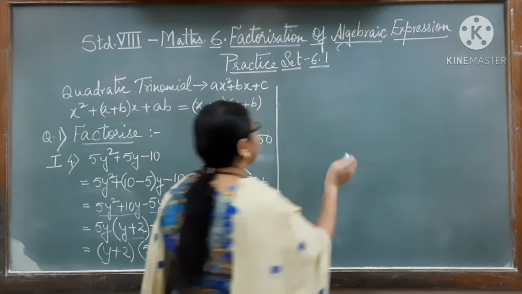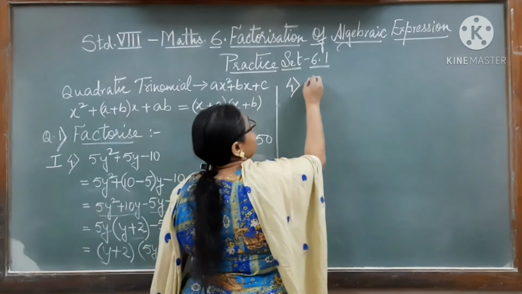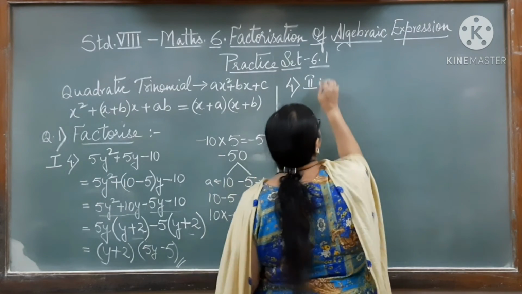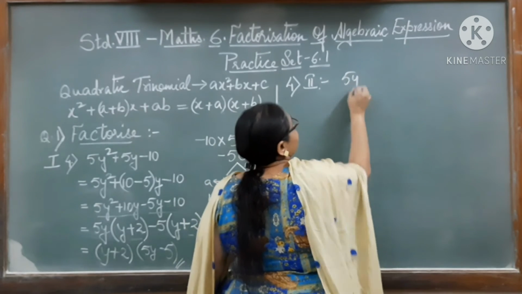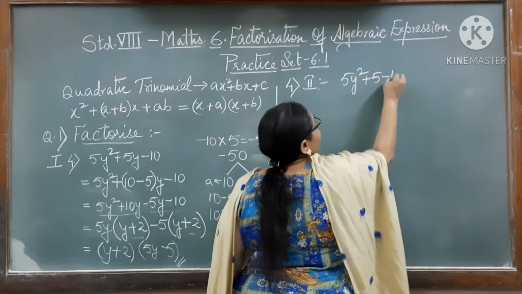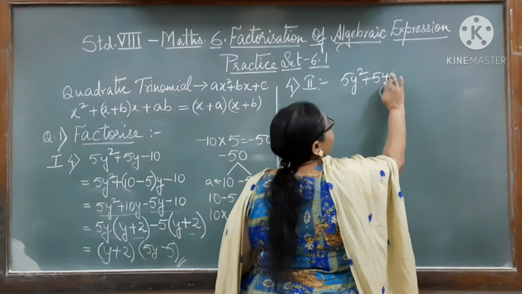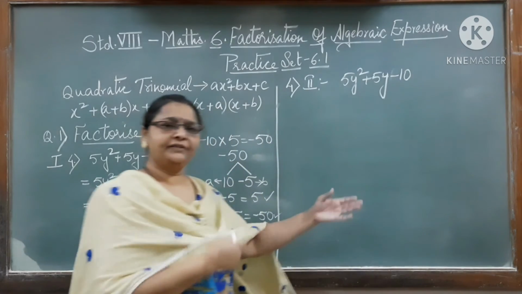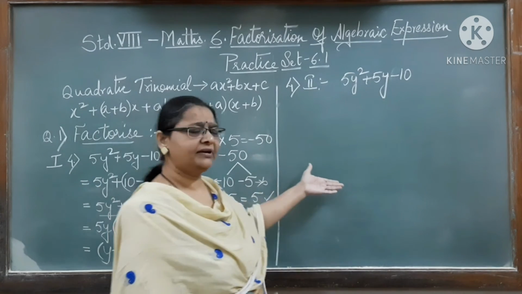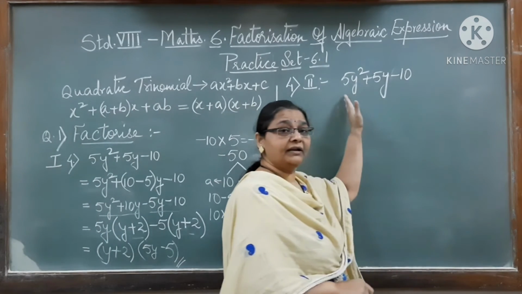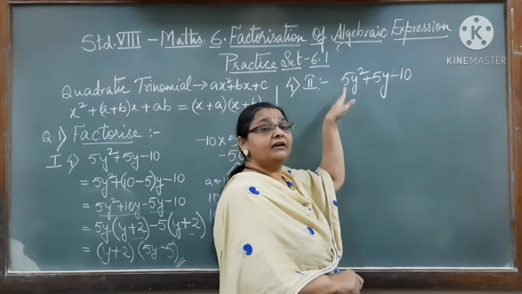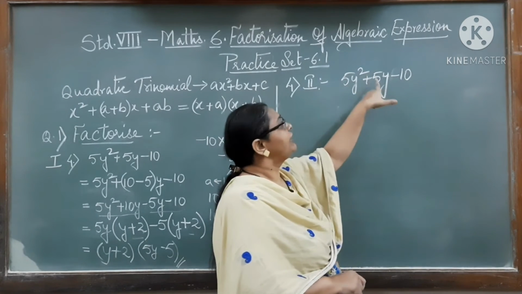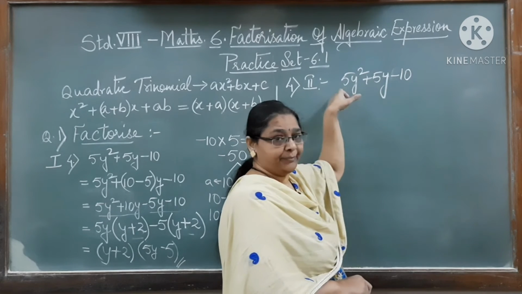Now let me do the second method. So question number 4, the second method. Okay, so I am going to factorize 5y square plus 5y minus 10 by another method. The same simple method. Here we have already 1, 2, 3 terms where 5 and 10 are multiples, right?